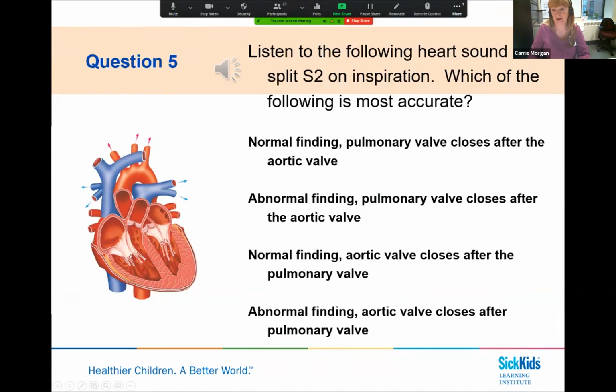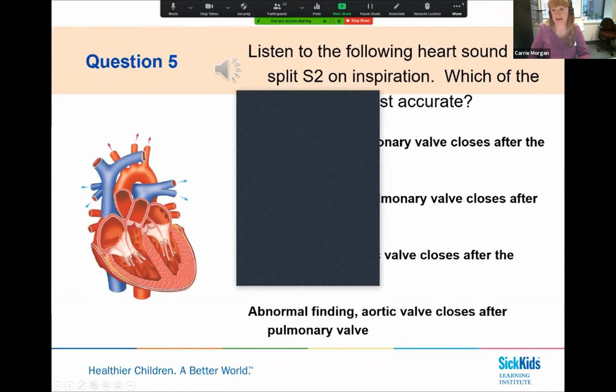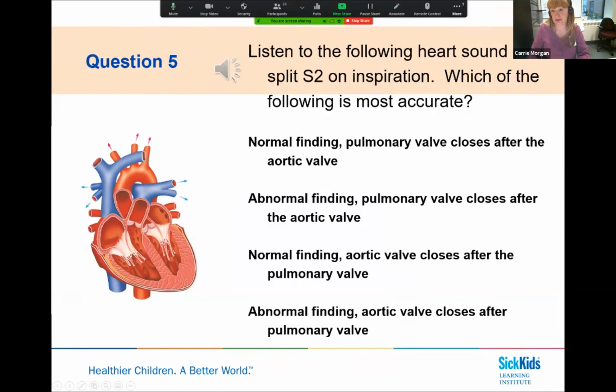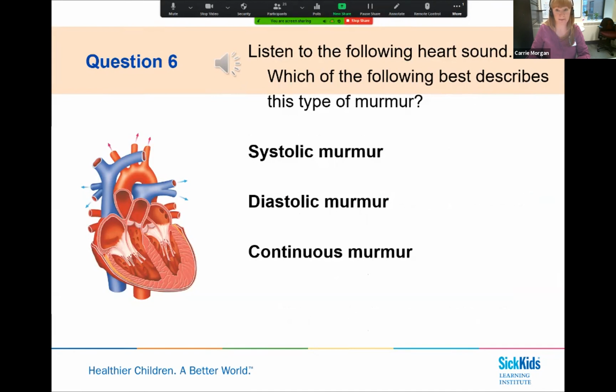So again, we heard a split S2 on inspiration. So which of the following would be most accurate to describe a split S2 on inspiration? Okay.